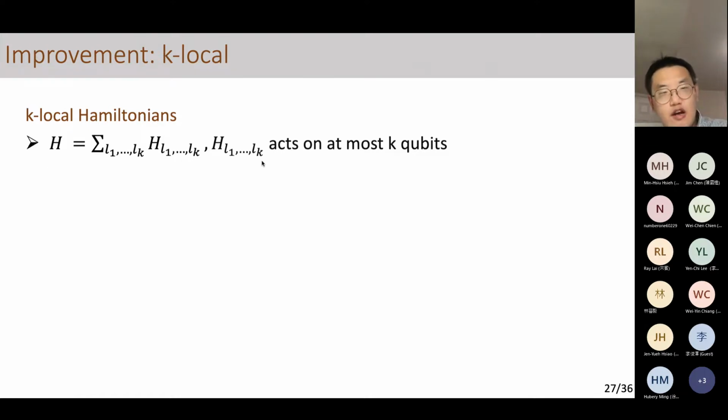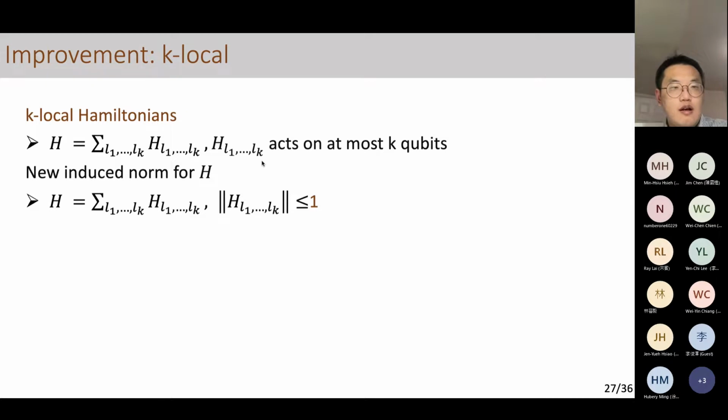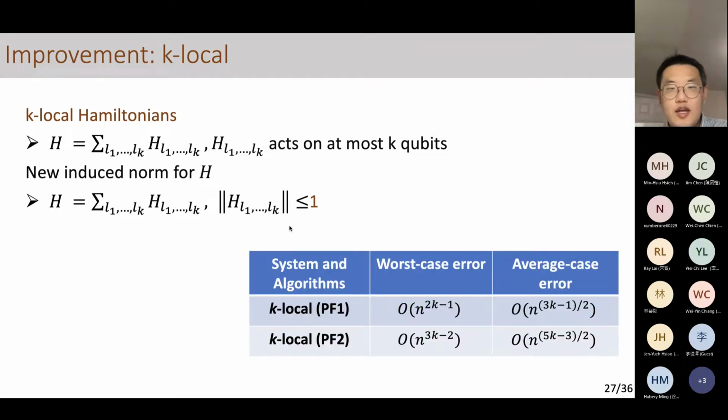And we could give the result for this one. We define some new induced norm for these Hamiltonians. But let's say a simple example for this result: if the spectral norm of all the terms is smaller than 1, then in the worst case error, we know that for the k-local Hamiltonian and the product formula first order and second order, and this is the average case error for the first order and second order.